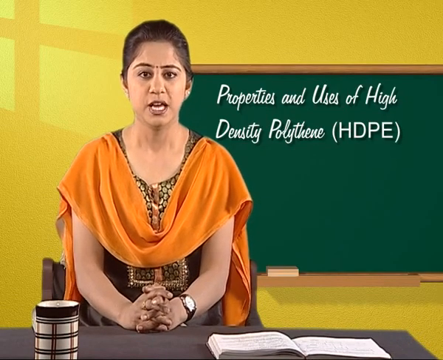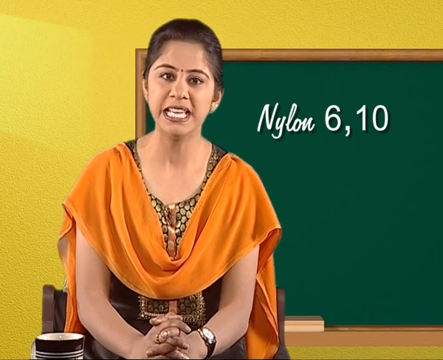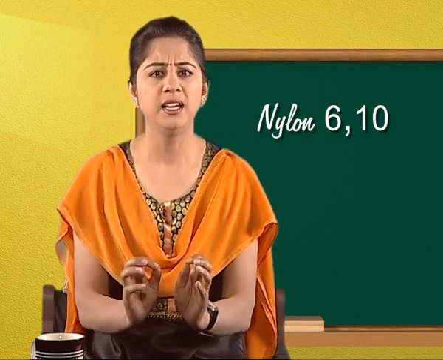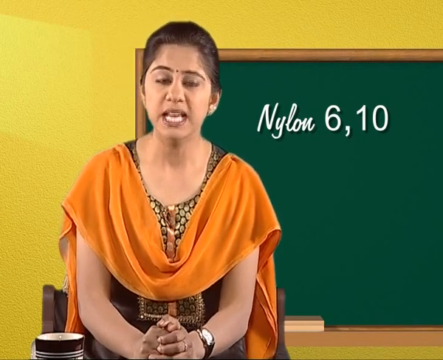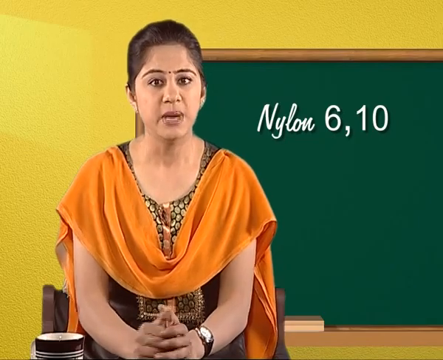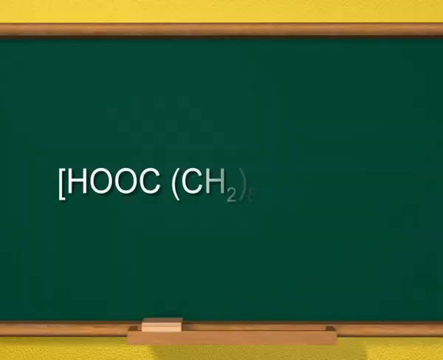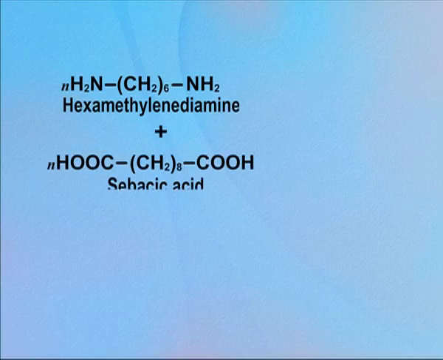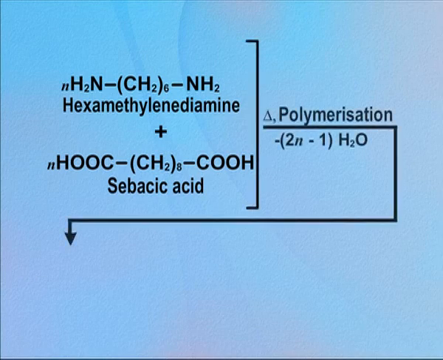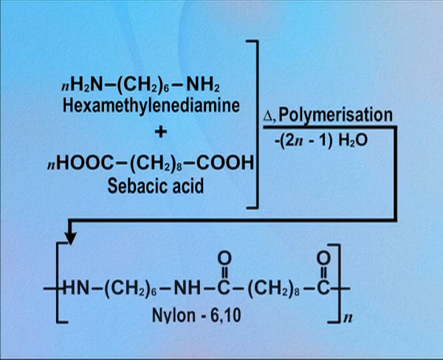Let us now discuss nylons. A commonly used nylon is nylon 6,10, which is obtained by the condensation of hexamethylene diamine containing 6 carbon atoms, and sebacic acid, which is a dibasic acid containing 10 carbon atoms. Let us now discuss uses.